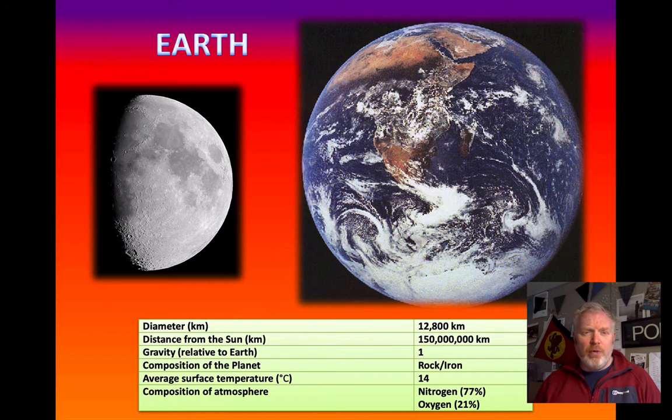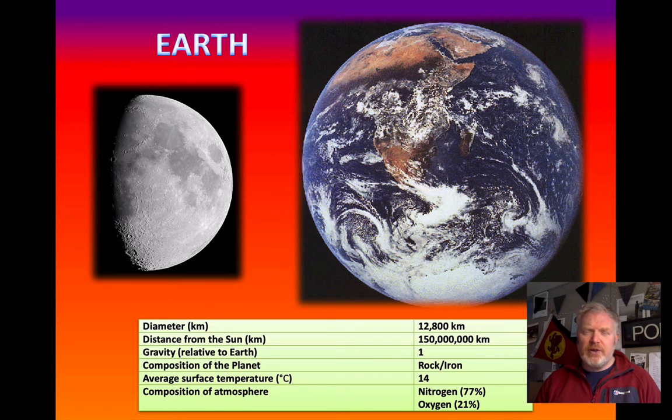Then we have come home. So third planet out, we have Earth. Diameter of 12,800 kilometres. We're now roughly 150 million kilometres from the Sun. It's actually a little bit less than that, but that's close enough. Gravity is obviously 1 because this is all comparative to Earth. Composition of the planet is rock and iron. And the average surface temperature is about 14 degrees centigrade.